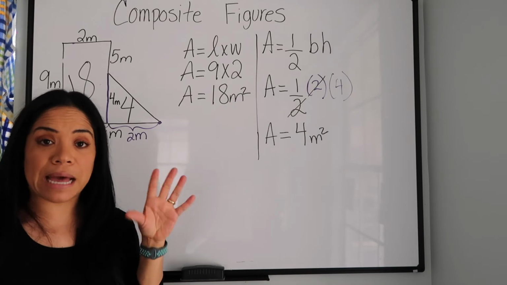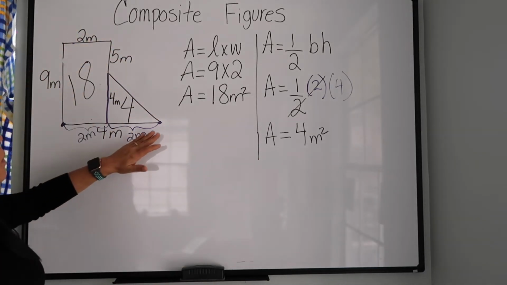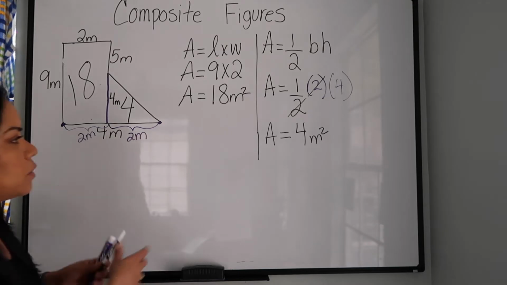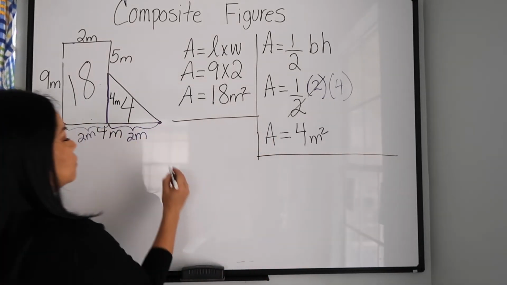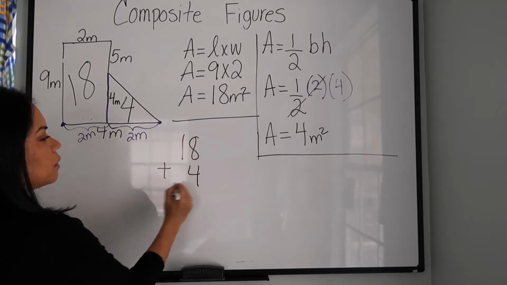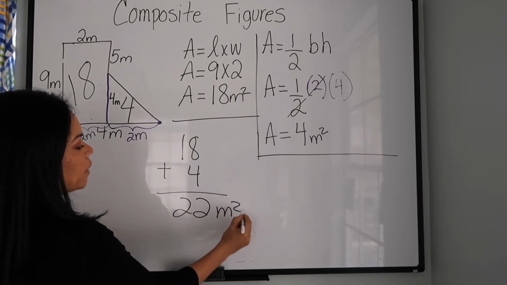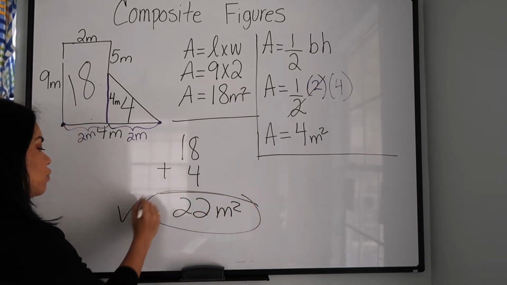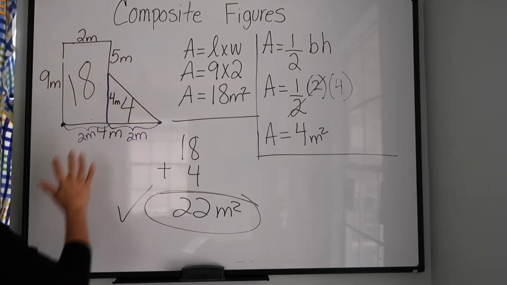And step 3 is adding all the areas so that it will equal the area of the composite figure. So let's do that. 18 plus 4 is 22 meters squared. This is your final answer for the area of the entire figure.